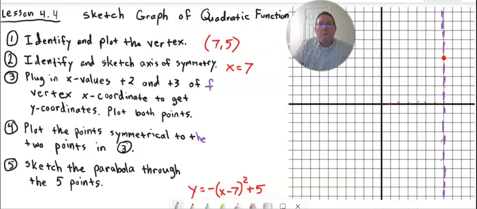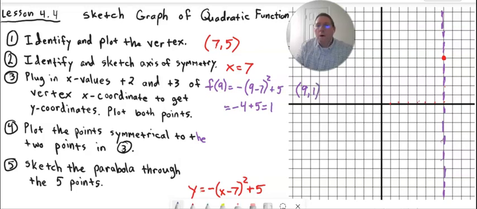Let's see here. So what is f of 9? All right. Well, for f of 9, we've got negative and then x minus 7. So that's going to be 9 minus 7. Then we're going to square it, and then we're going to add 5. Okay? And so what we have here is 9 minus 7, that's 2. 2 squared is 4. So what we have is negative 4 and then plus 5. Well, negative 4 plus 5 is 1. And therefore, the point that we're going to have here is going to be the point 9, 1.